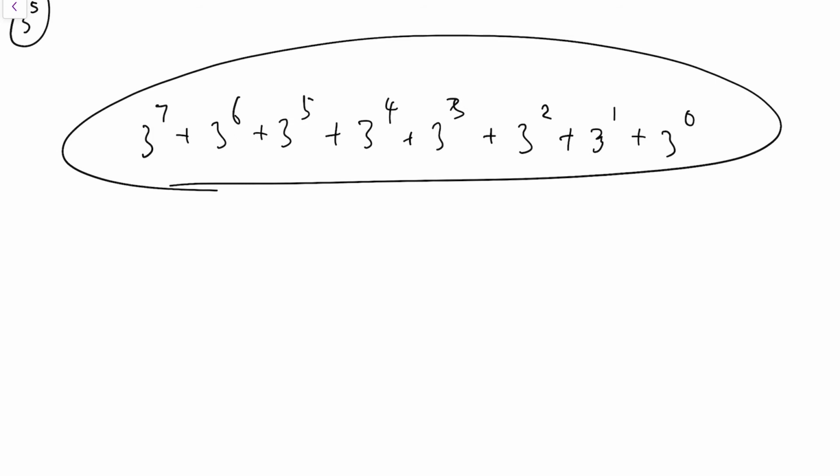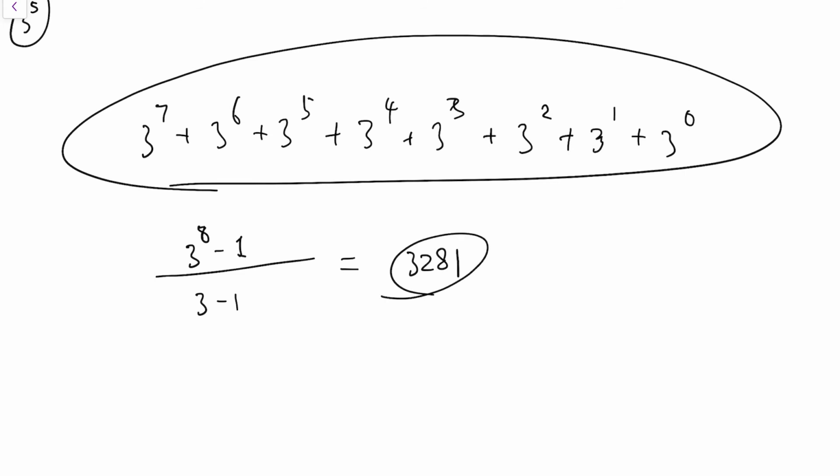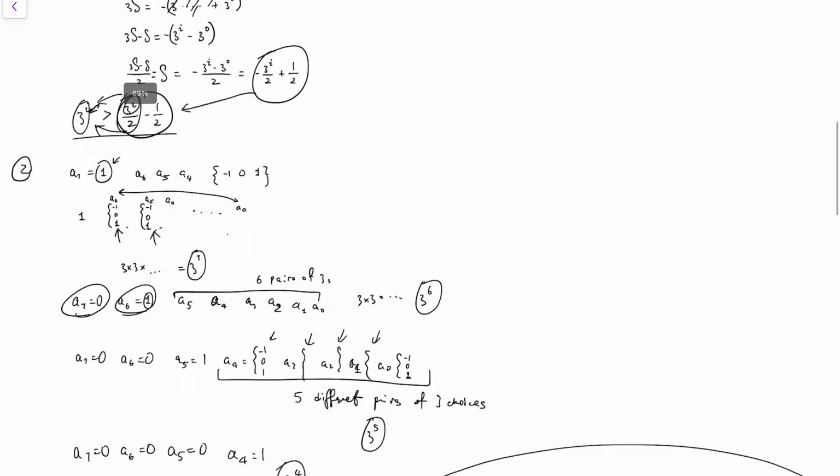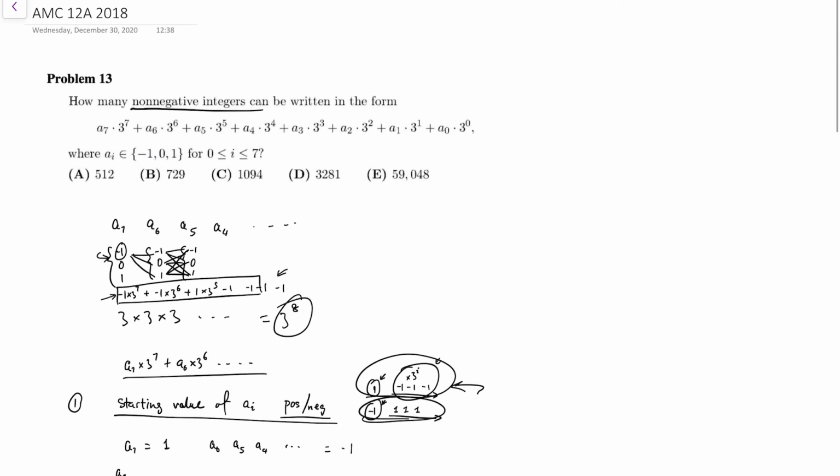So let's just calculate this. This is actually a geometric series, which means that 3 to the power of 7 minus 1 divided by 3 minus 1, is 3 to the power of 7? 3 to the power of 8, my bad. That would equal 3281. That's the answer. So let's see the problem. So yeah, this is choosing D right here, 3281.